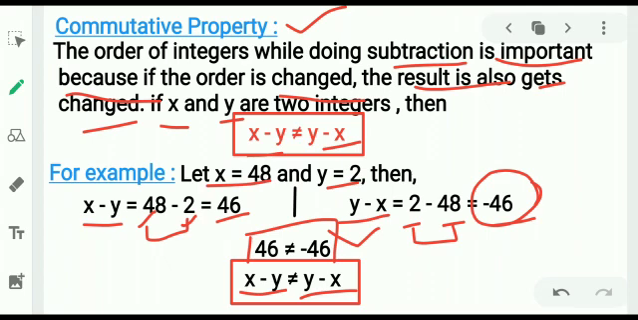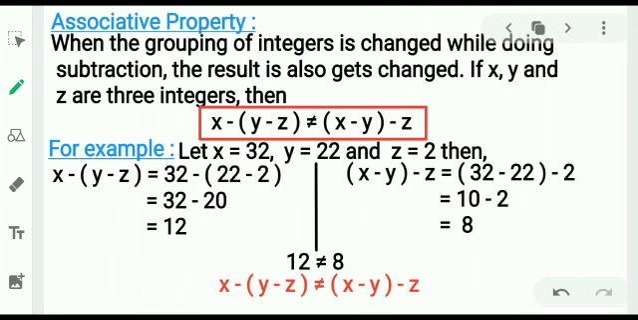Let's move to the next property, associative property. What is associative property? It is when the grouping of integers is changed while doing subtraction. If we change the group, we get a different answer. The result also gets changed.